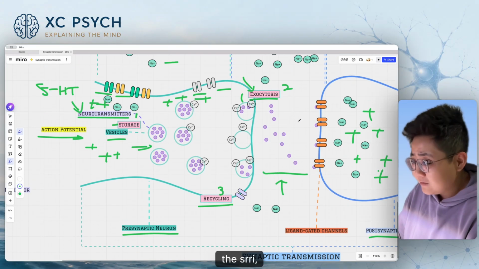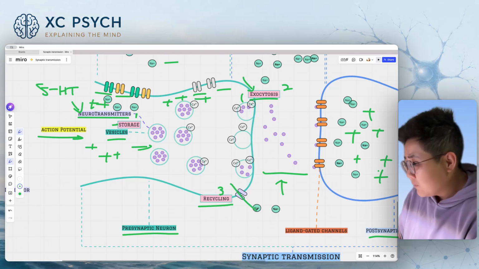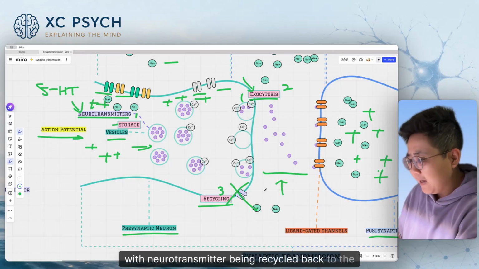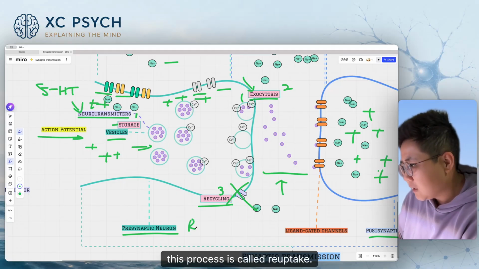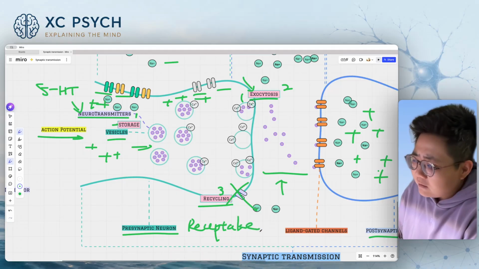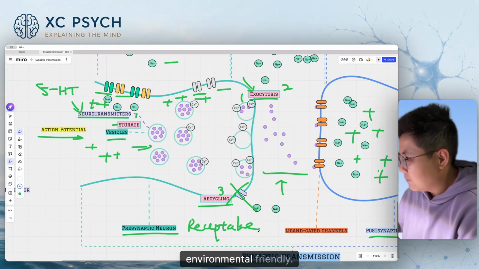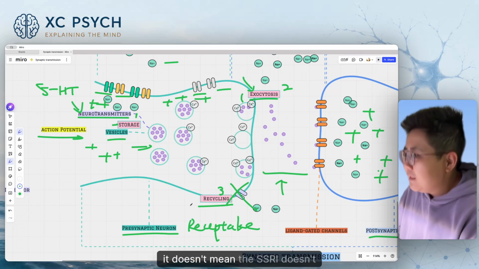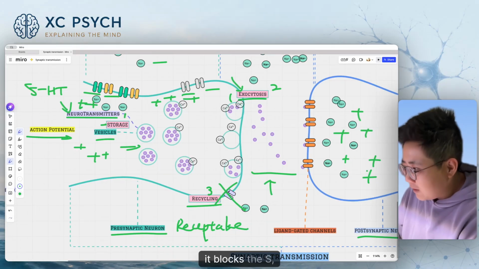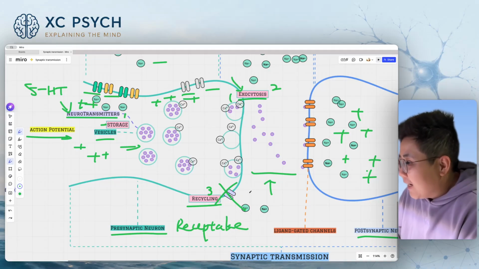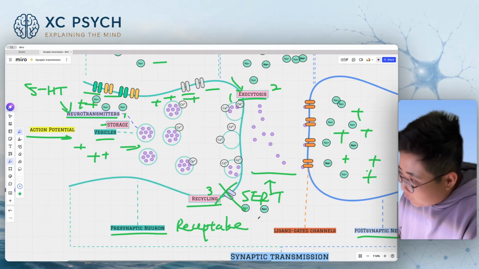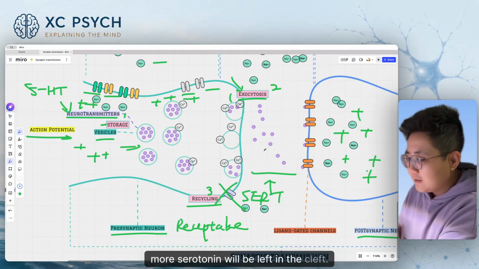Now, what the SSRI is actually doing is that this gate is blocked. And by the way, the neurotransmitter being recycled back to the presynaptic neuron, this process is called reuptake. When I first thought about it, I thought, okay, even the serotonin I take is recycled. I'm very environmentally friendly, but I was completely wrong, because it doesn't mean the SSRI increases the recycling of serotonin. Instead, it blocks the serotonin transport protein, SERT, which means that more serotonin will be left in the cleft.